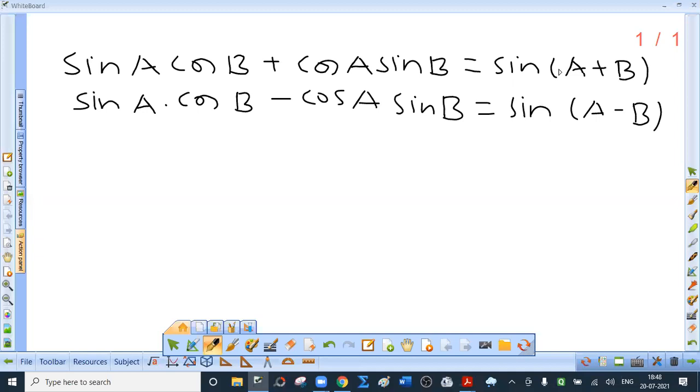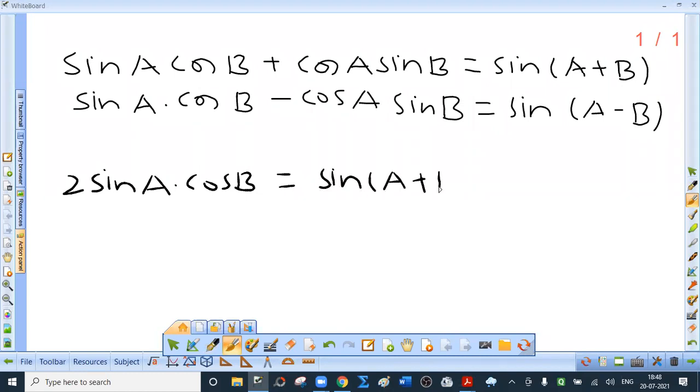Let us prove these results. See, what is sine of a plus b? Sine a cos b plus cos a sin b. What is sine of a minus b? Sine a cos b minus cos a sin b. Now add these two. So addition gives 2 sine a cos b. Okay. What is 2 sine a cos b? It is sine of a plus b plus sine of a minus b.